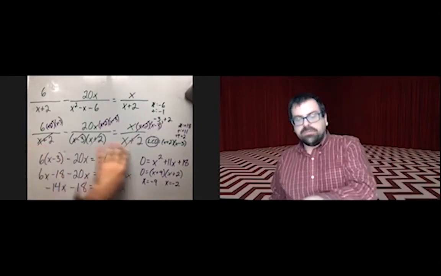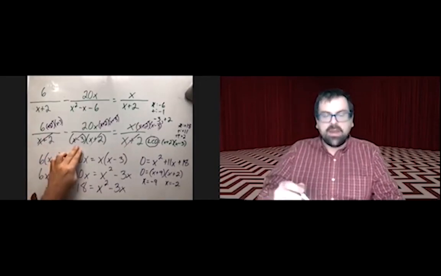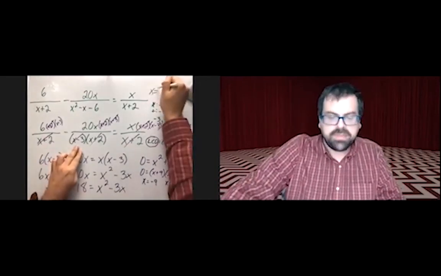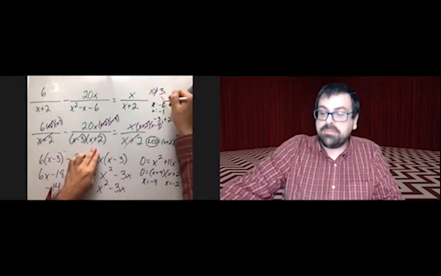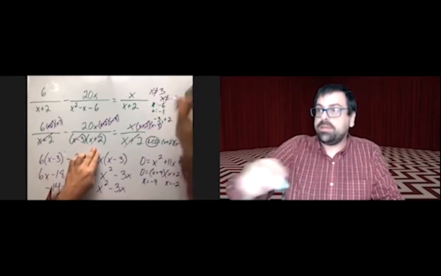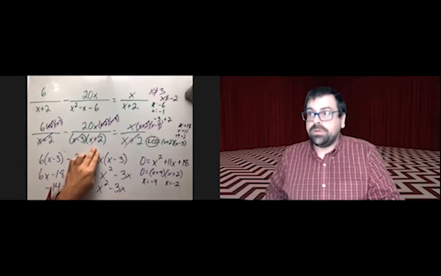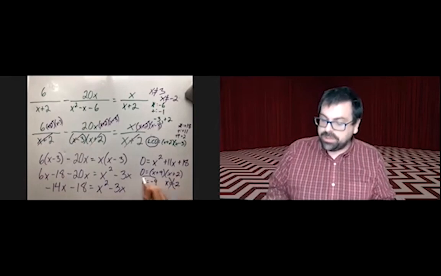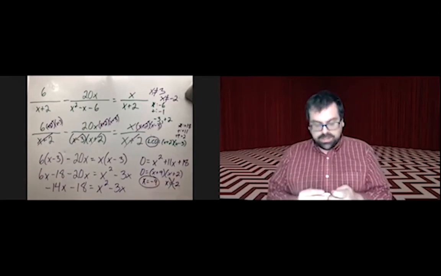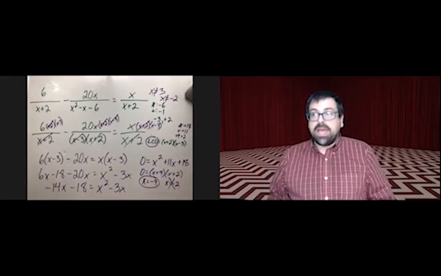But our factored forms on the bottom told us that x cannot be positive 3, and x cannot be negative 2. So x cannot be negative 2. x can only be negative 9.